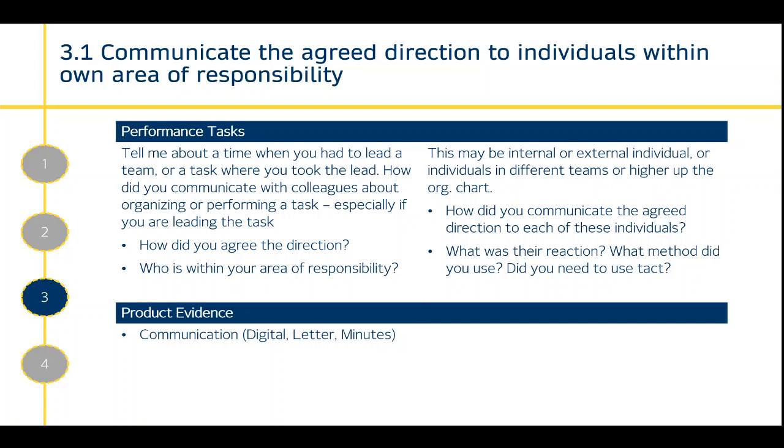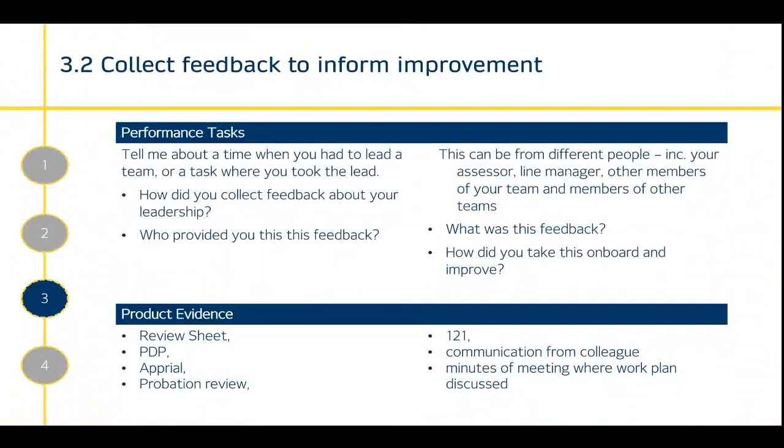Could be external. Could be a freelancer. Could be a supplier. If you're responsible for coordinating them, then that fits within this criteria. How did you communicate the agreed direction to each of these individuals, and what was their reaction? What method did you use, and did you have to use any tact to do this? Product evidence, as already mentioned, would be some form of communication.